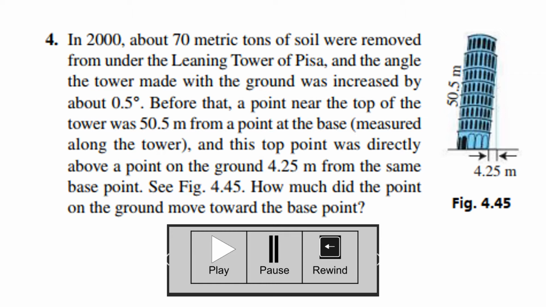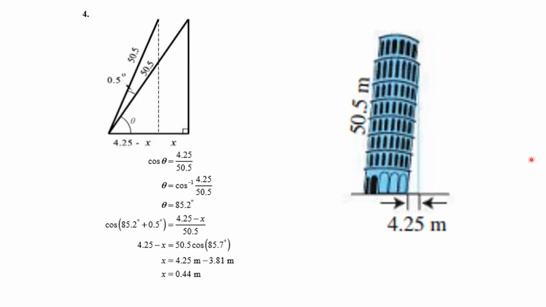I'm back, and let's see how you did. So we wanted to find how much this base point moved, and the base point previously was 4.25, so we split the bottom into 4.25 minus x and x. Now we have a couple of triangles. The first triangle that we're going to look at is the big triangle. So this whole side here is 4.25, and the hypotenuse of this triangle is 50.5.